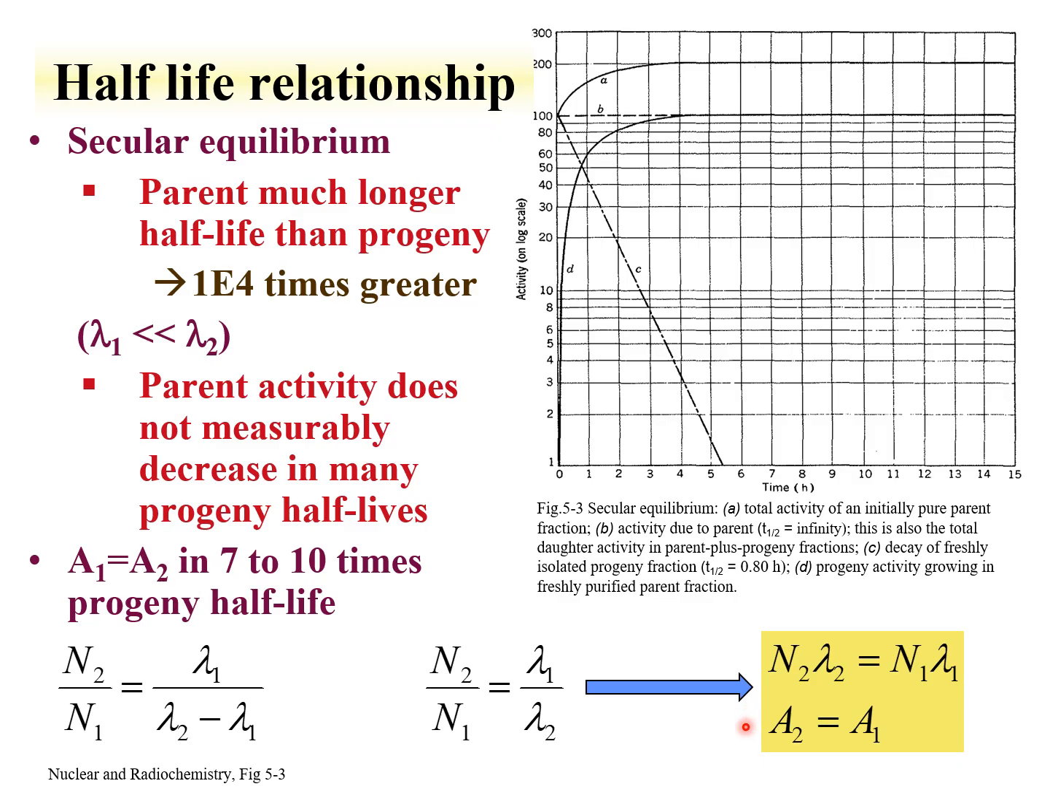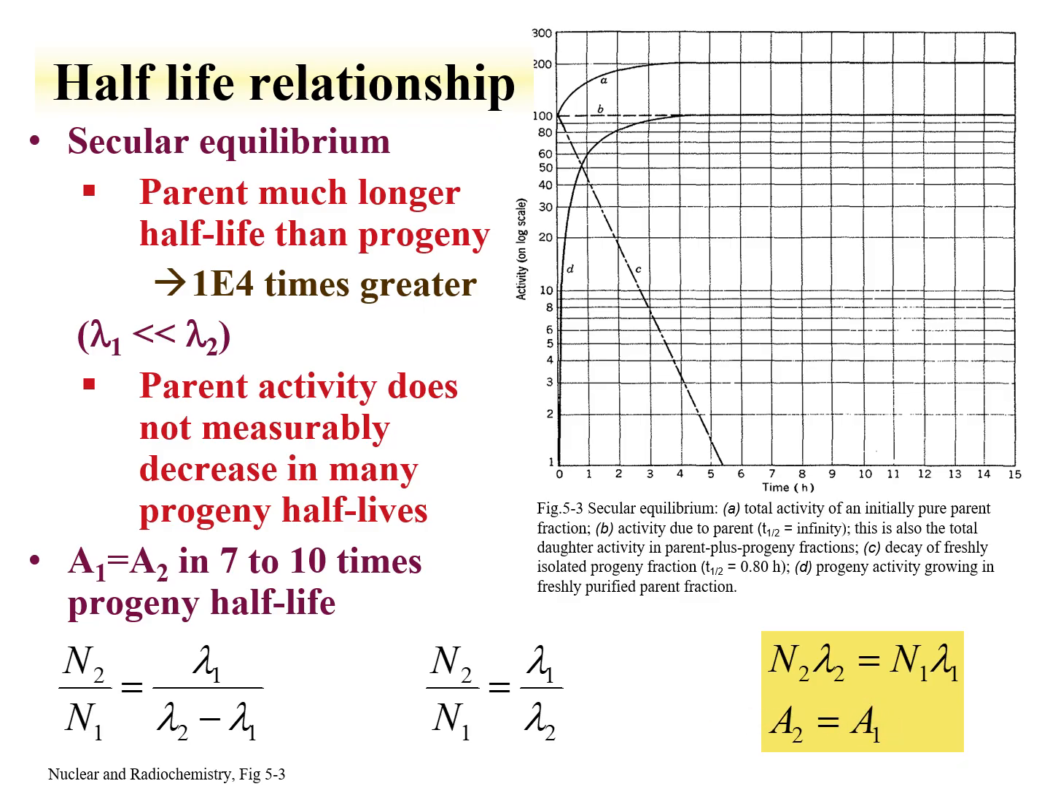If I were to take this equation, N1 lambda 1 is equal to N2 lambda 2. So this equation, our transient equilibrium, since this value is small, we basically eliminate it from the equation for the secular equilibrium. And then we get these conditions, and the key condition being that the activity of the progeny winds up being equal to the activity of the parent.